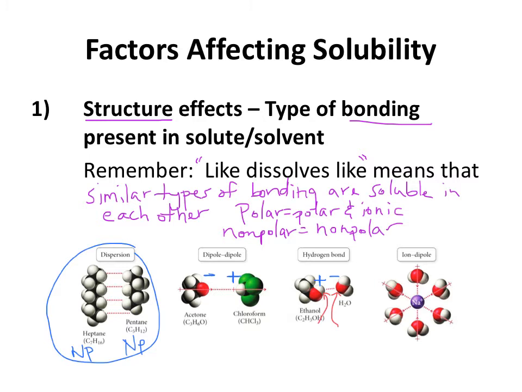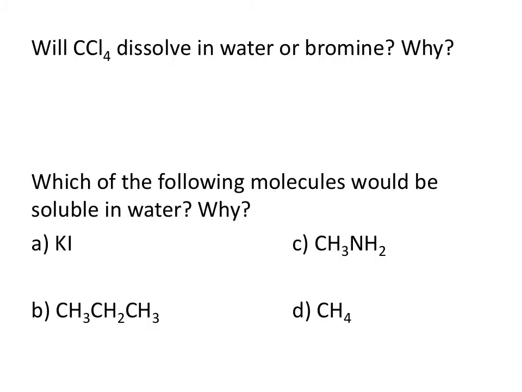And then, of course, we have the ion dipole, which we were just doing earlier with magnesium chloride. Here is an Na+ ion surrounded by these negative oxygens. So this is our ion dipole forces. So here are some examples of structure effects in action. First of all, will CCl4 dissolve in water or bromine, and why?